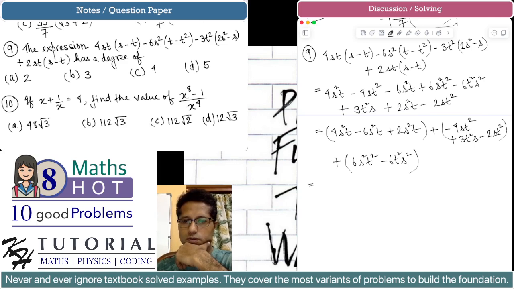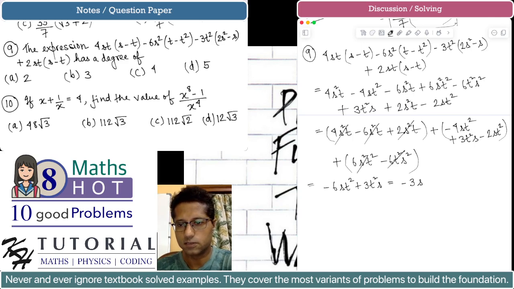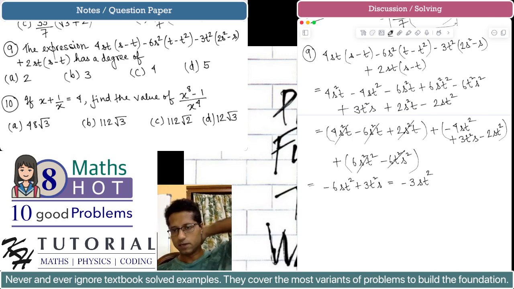so all these terms get cancelled out and this also gets cancelled out. So the result is minus 6 s t square plus 3 t square s, which is equal to minus 3 s t square. So the simplified expression is a single term monomial, which is minus 3 s t square, and this has degree. It is asked the degree of the given expression.